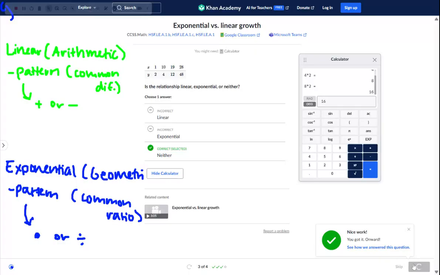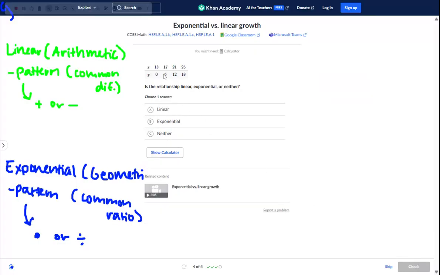All right, let me see. Okay, this one's another neither, but I wanted us to see another example. Basically, with exponential, the pattern will be abundantly clear where we're multiplying or dividing by the same number consistently throughout each term. All right, use this video to reference while you complete this homework assignment.